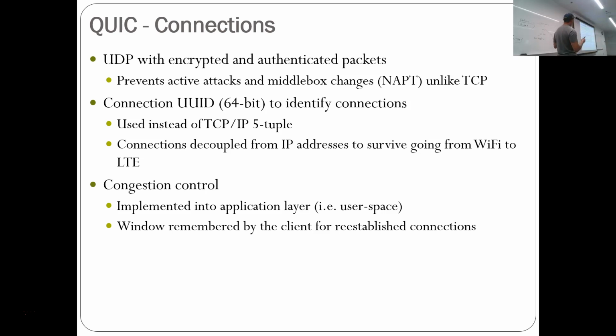Okay, so the connections, specifically, are UDP with encrypted and authenticated packets. One of the things that's nice about using UDP is that it prevents any of these NAT devices from working. It disables them, actually, because it's an encrypted payload that they can't rewrite the packets for. Connection ID is a 64-bit UUID. 2 minutes. I'll get there.